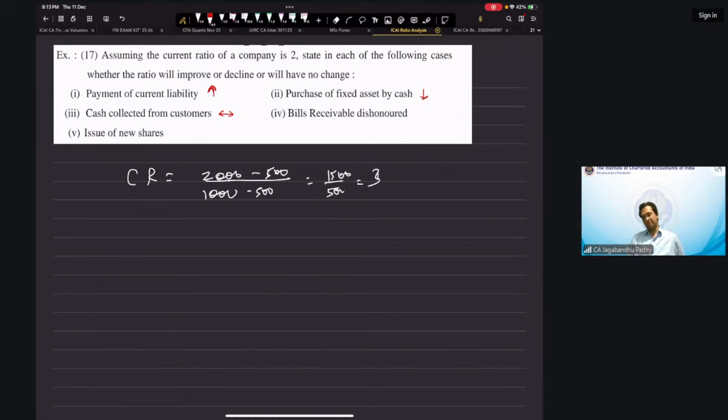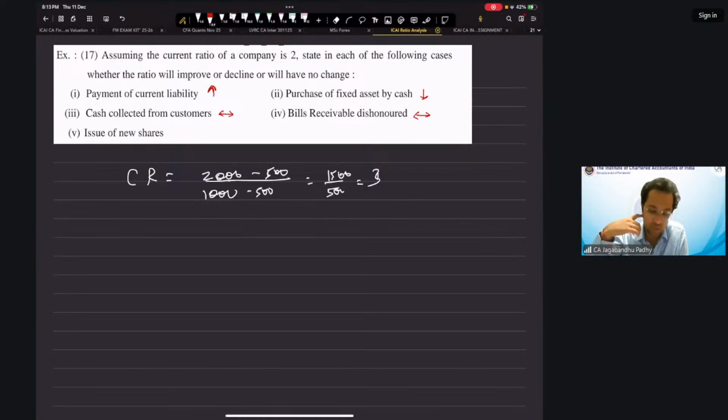Fourth one, bill receivable dishonored. So you had a bill receivable which got dishonored. What will be the effect? If the bill receivable is dishonored, the bill receivable balance reduces, but the debtor balance will increase. So of course, there's no change. Right? Bill receivable decreases and the debtor balance increases.